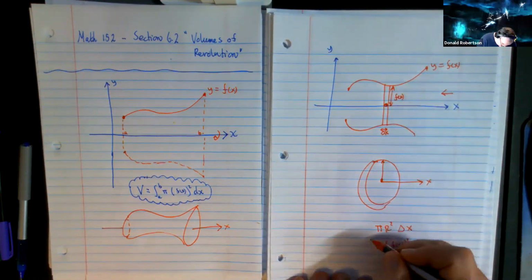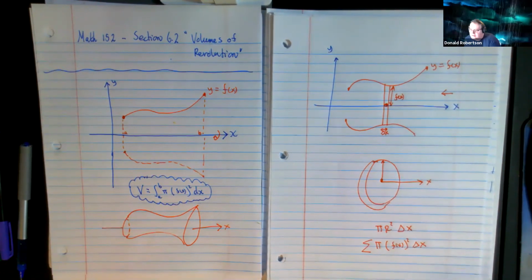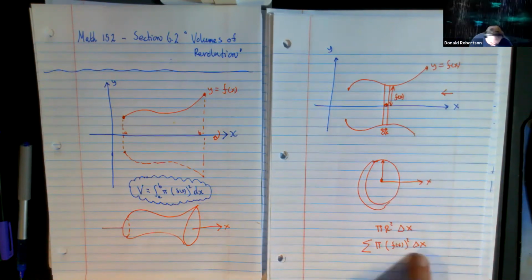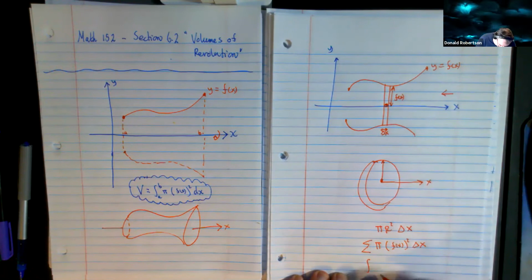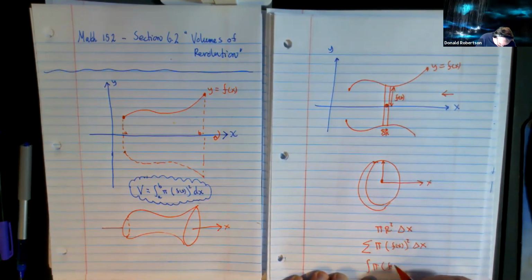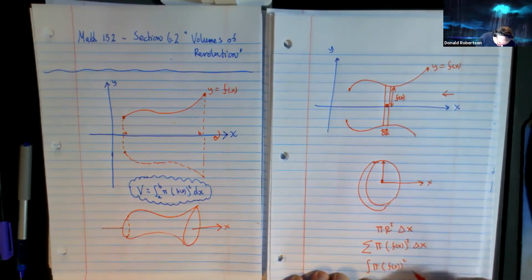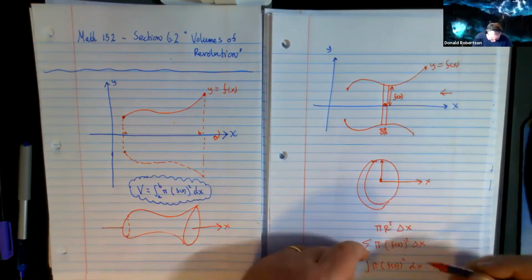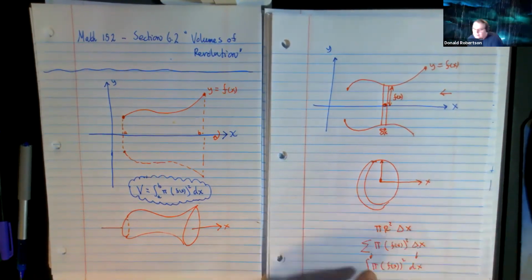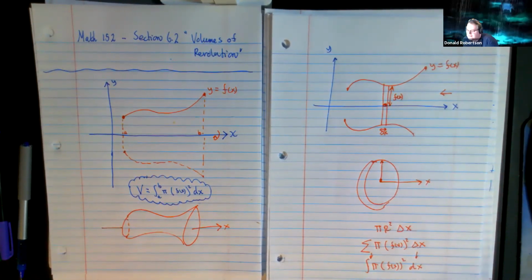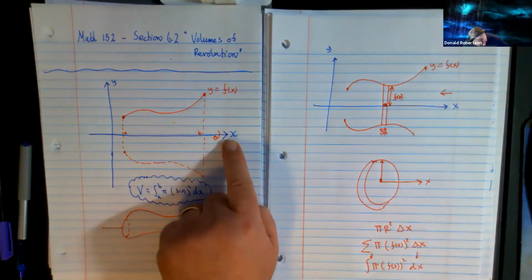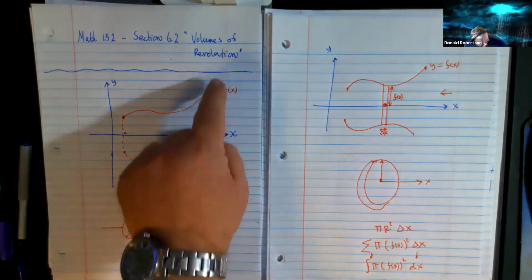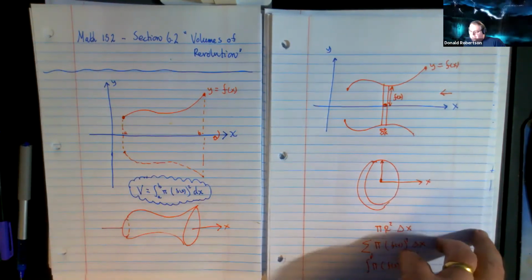And then you imagine you add all those strips together. That's a Riemann sum. But Riemann sums turn into an integral, and delta x turns into a dx. So do you see the connection between Riemann sums and integrals? And so there is your proof that the volume of revolution, when you rotate something about the x-axis and it's a single curve, is that formula.